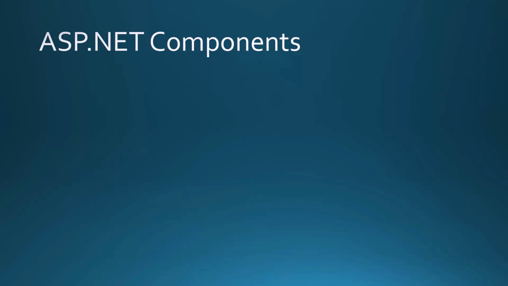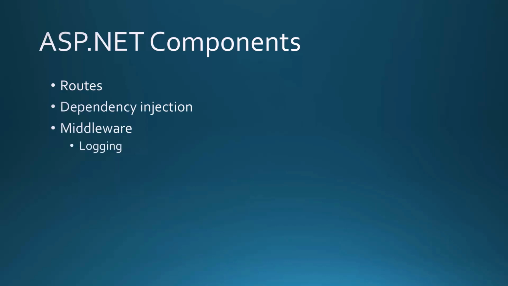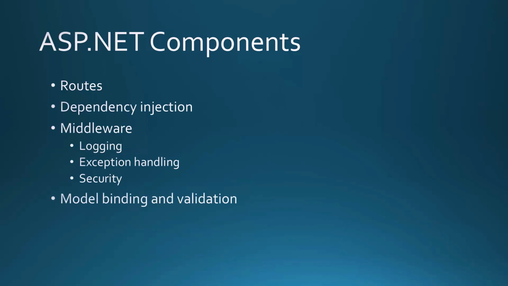So let's learn a little bit about the components that make up ASP.NET that we're going to use throughout this course. We have what are called routes, dependency injection, middleware. That includes things like logging and exception handling and security. We have model binding and validation. This is great for passing objects around and validating objects. We have CORS, cross-origin resource sharing, so we can have somebody outside of our firewall call our web server. And we have security. All these things are just built in to ASP.NET. Let's take a look at some of these in a little more detail.